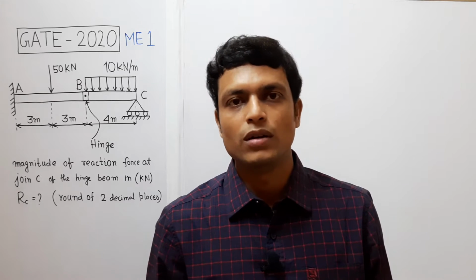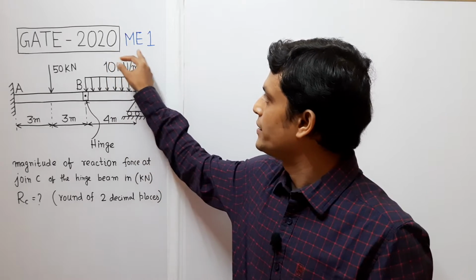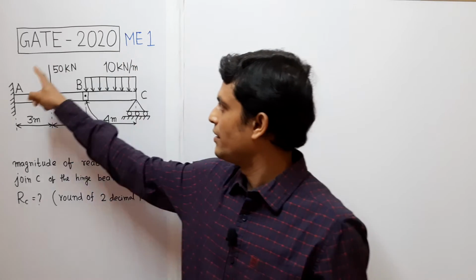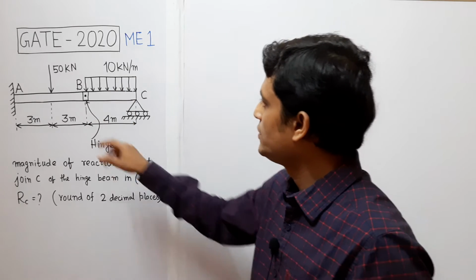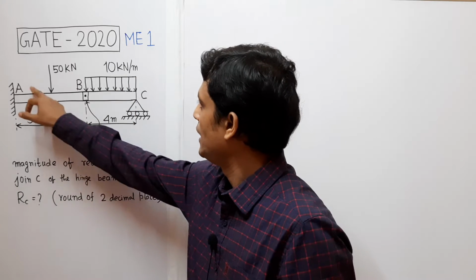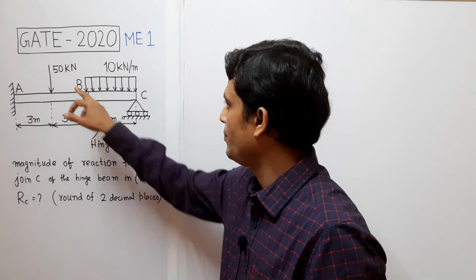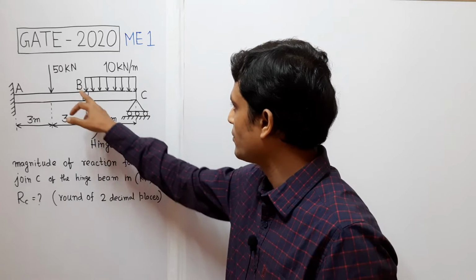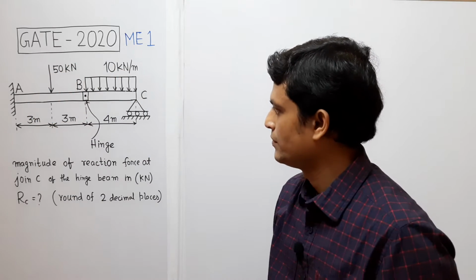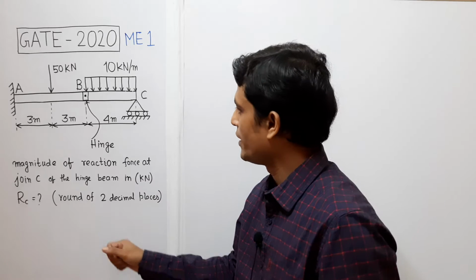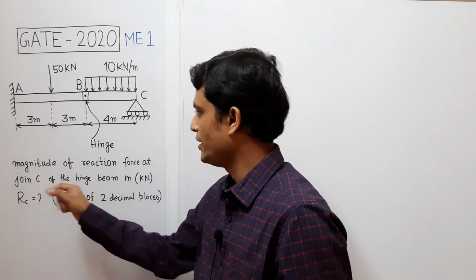Now we are going to solve a problem from GATE 2020 set ME1, and this is regarding a beam which is shown in the figure. So this is a compound beam AB and BC which is hinged at point B. So this is a hinge at point B and loading is shown in the figure, and you have to determine the magnitude of reaction force at joint C.